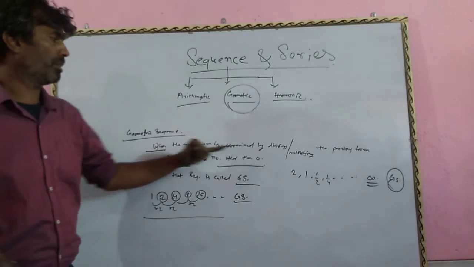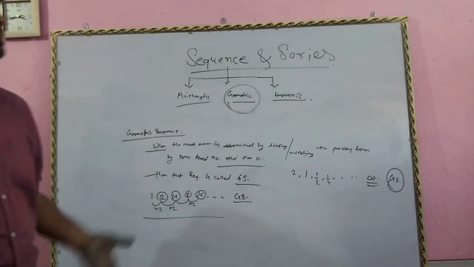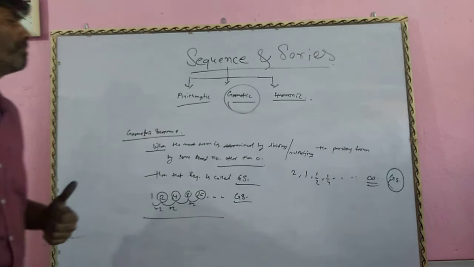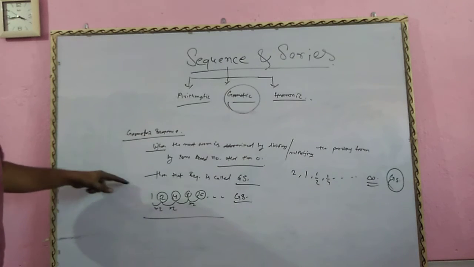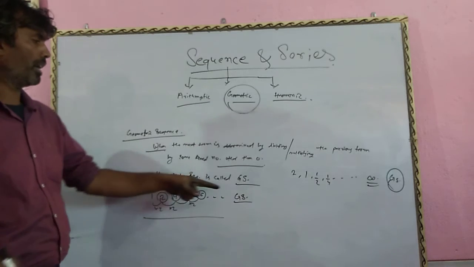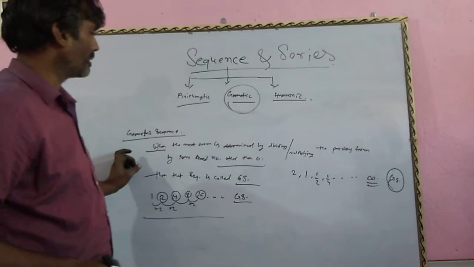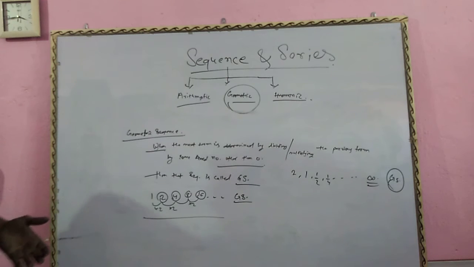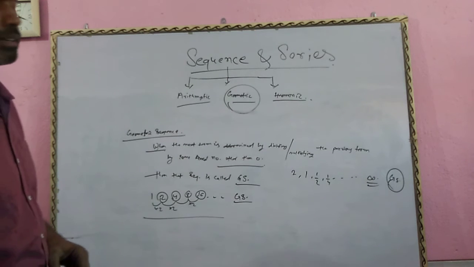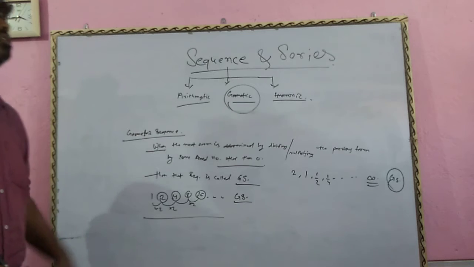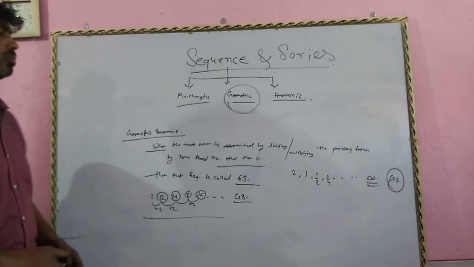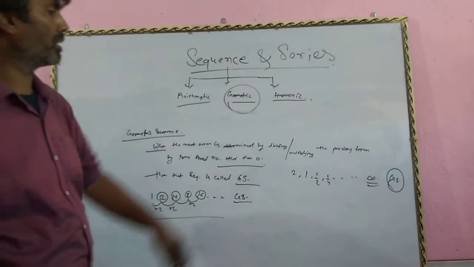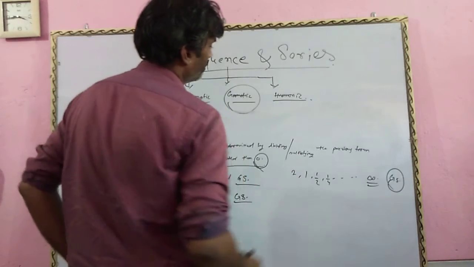And when the next term is determined by adding or subtracting some fixed number to the previous term, then that sequence is called an arithmetic sequence. And in the arithmetic sequence 0 will be included, but in the geometric sequence 0 will not be included while you are dividing, because you cannot divide some term by 0. So while dividing, 0 will not be considered.